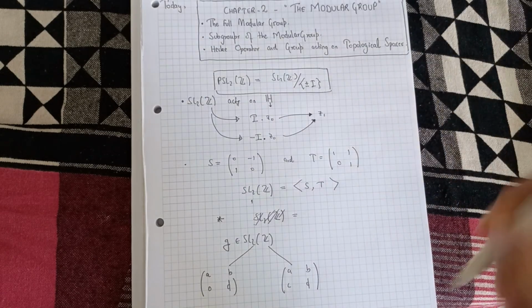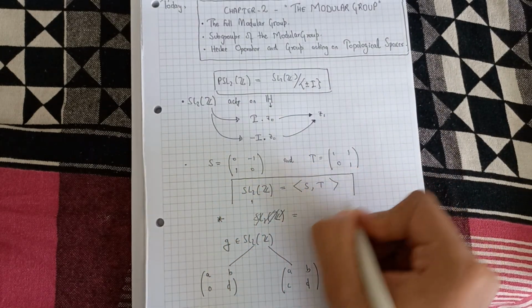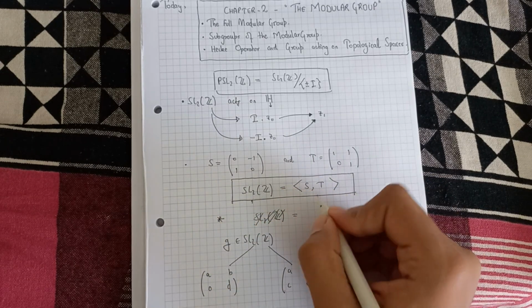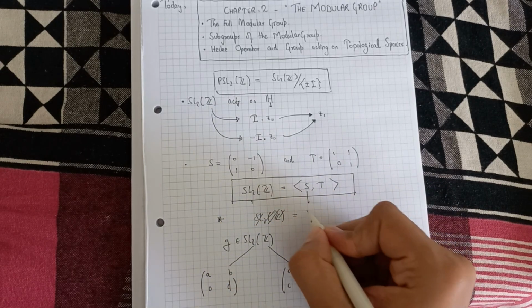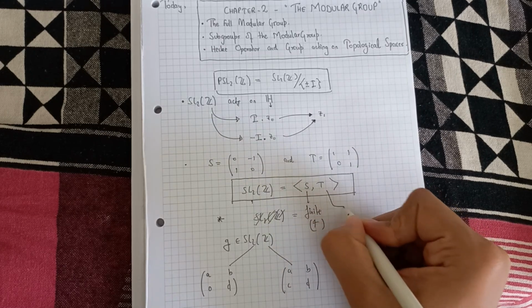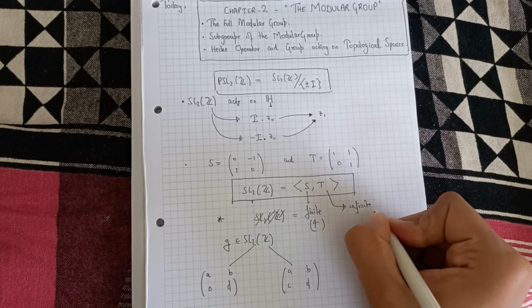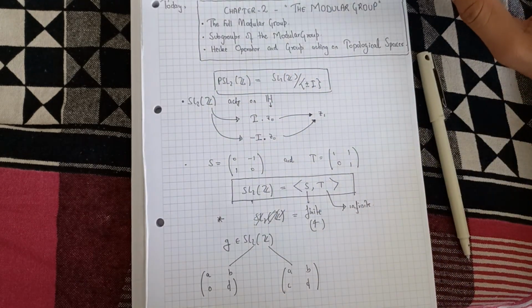But the major thing is that SL2(Z) is generated by two elements, one of whose order is finite, which is 4, and another whose order is infinite. So that's the key observation.